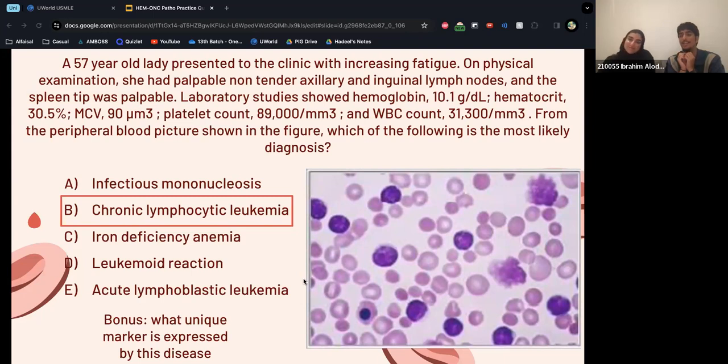So CLL is a B cell leukemia, but CD5 is a T cell marker. You're not supposed to see T cell markers in B cell leukemias, but for some reason in CLL, it's positive for CD5. That's one thing that might confuse you in the CD markers. So remember that CLL is the one B cell leukemia that is positive for a T cell marker, which is CD5.